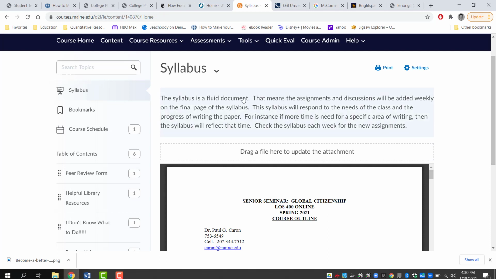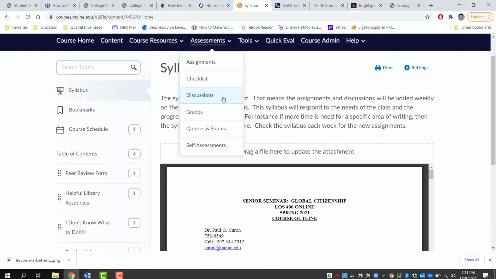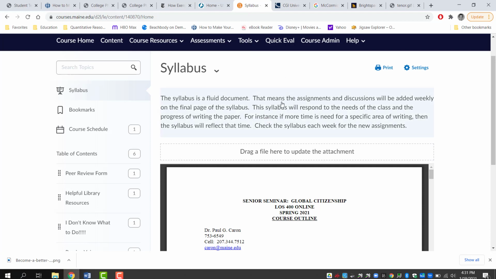But that will also be in the course assignments. In the course resources, you can look at that. There will be announcements there. Assessments, this will be where you find your discussions. The discussions will be posted there. I haven't done that, and the assignments will also be there. So there are a lot of places you can find things, and your grades will be up there as well. So once we have discussions, you click that on, and the discussions will be available as well. So this is basically how Brightspace works.